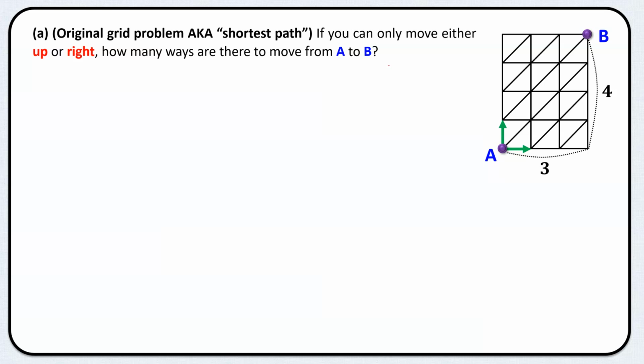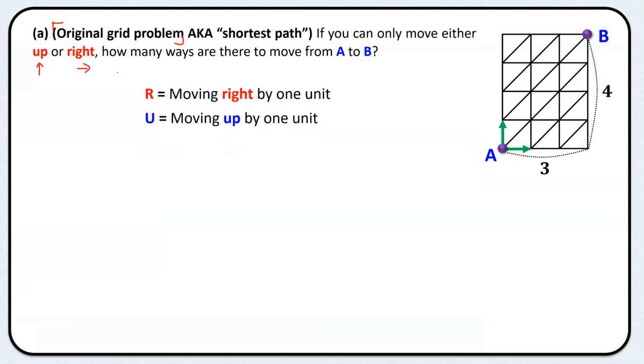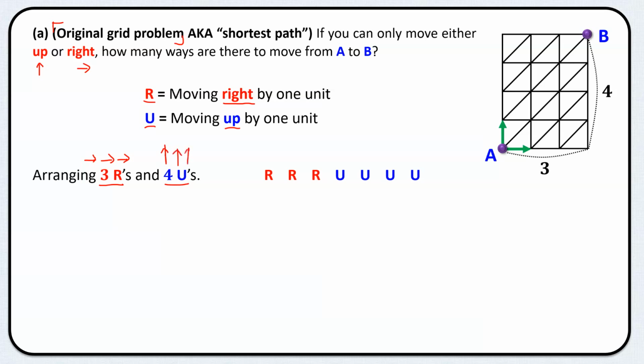Alright, let's start with the first problem, the original grid problem, where you can move only up or right. Many of you may already know how to do this, so I will be quick on this one. First, let us introduce the notation R and U, where R means moving right by 1 unit and U means moving up by 1 unit. In order to move from point A to point B, you must move right 3 times and up 4 times. Therefore, the number of shortest paths is the same as the number of ways to arrange 3 R's and 4 U's in a linear manner. This can be done as follows.